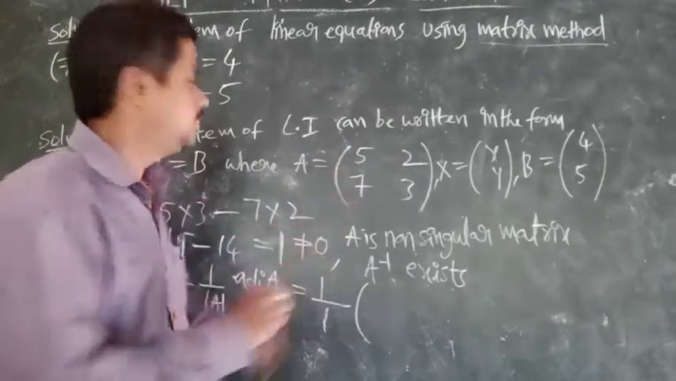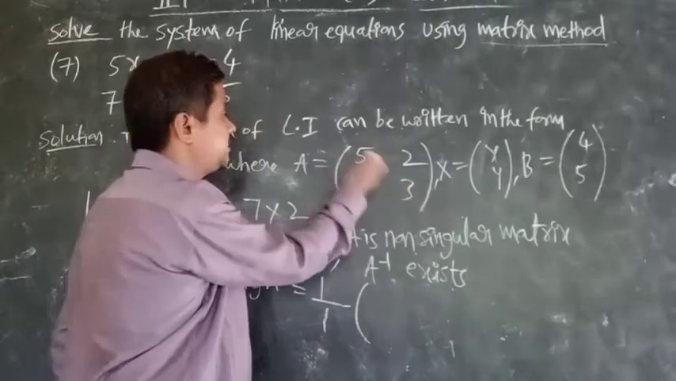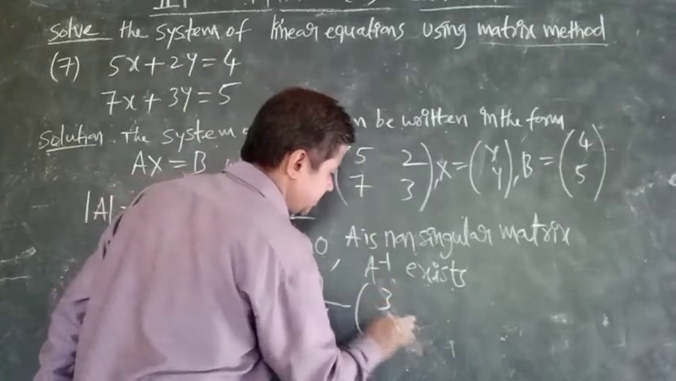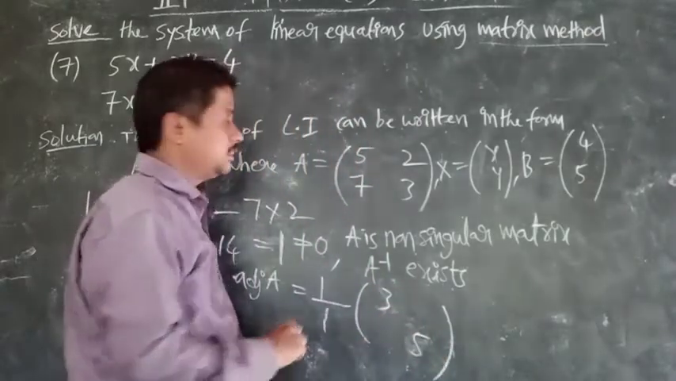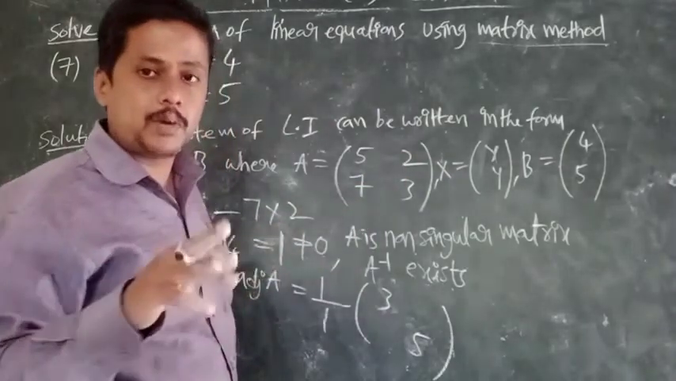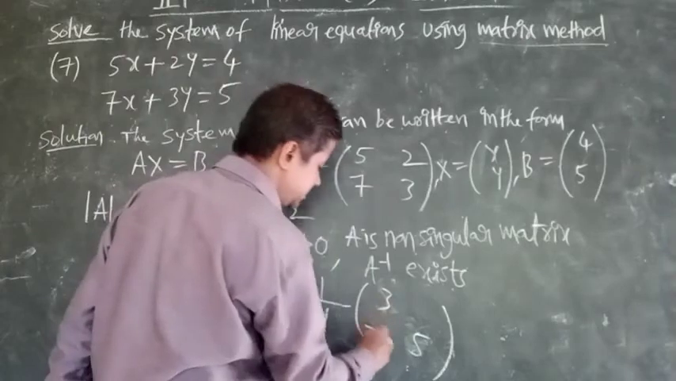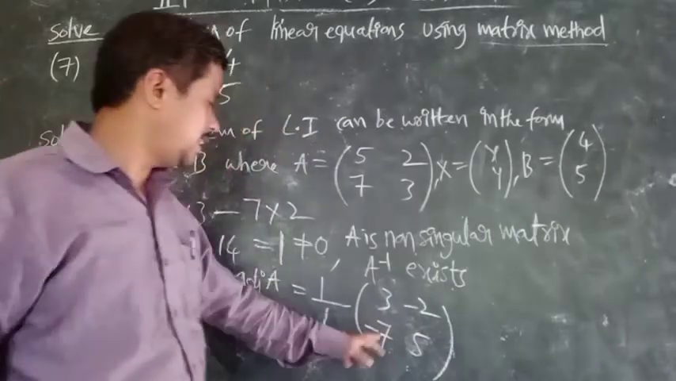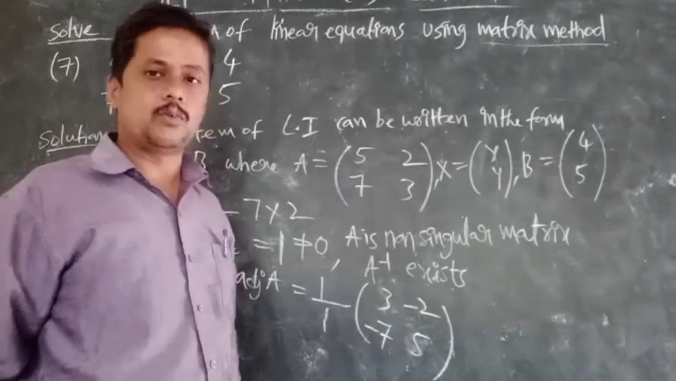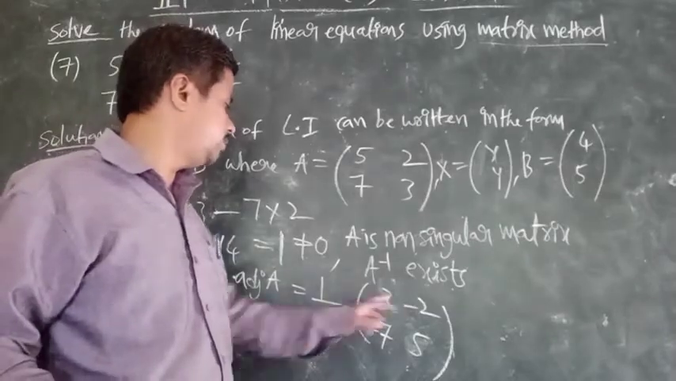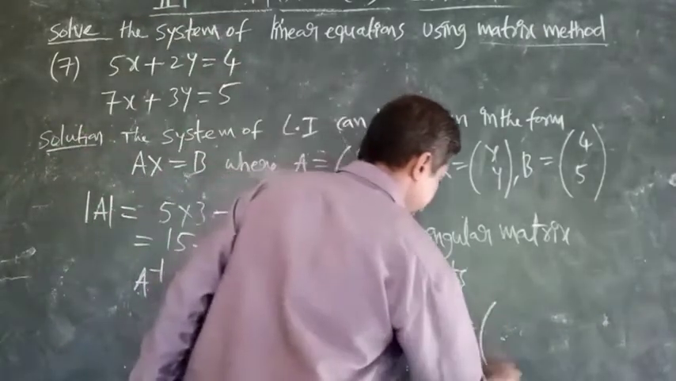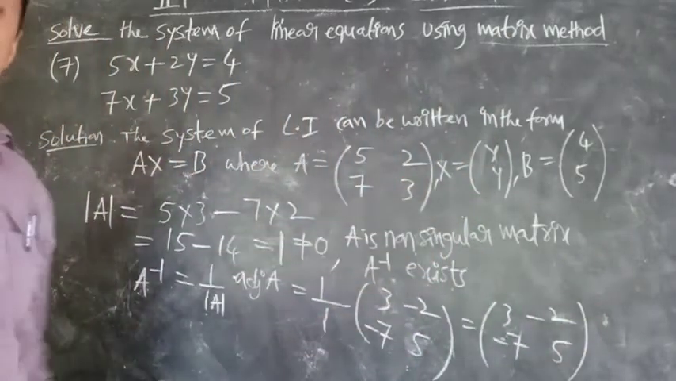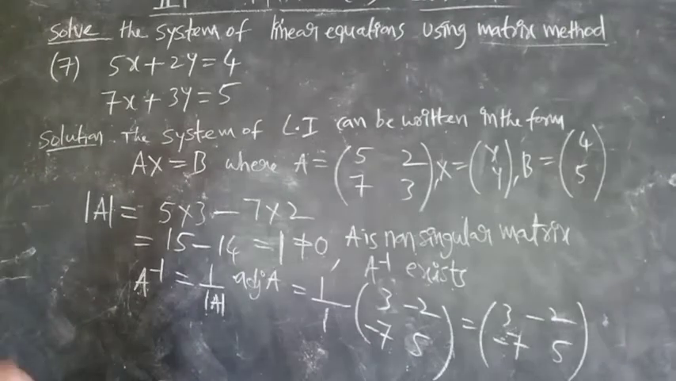Interchange the principal diagonal elements: 3 on one side and 5 on the other. Next, change the signs of the other elements: minus becomes plus and plus becomes minus. So minus 7, minus 2. This is called the adjoint matrix, written directly. Our A inverse is 1 by 1 into this same matrix, so A inverse is 3, minus 2, minus 7, 5. A inverse and det A are done.